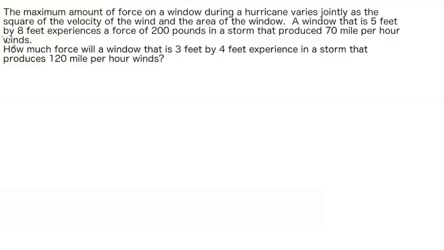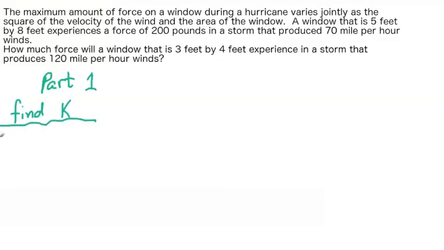A window that is 5 by 8 experiences a force of 200 pounds in a storm that produced 70 miles per hour winds. How much force will the window that's a little bit smaller experience in winds that are a little bit bigger? So just like any other variation type problem, there are 2 parts to this. Part 1 is always going to be find the K, or the constant of variation.